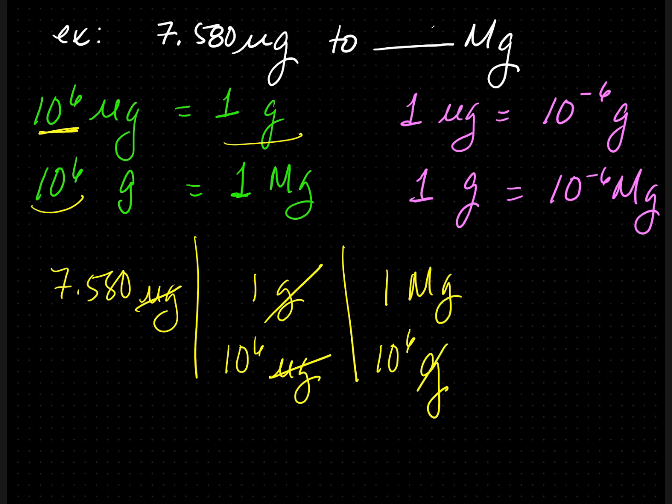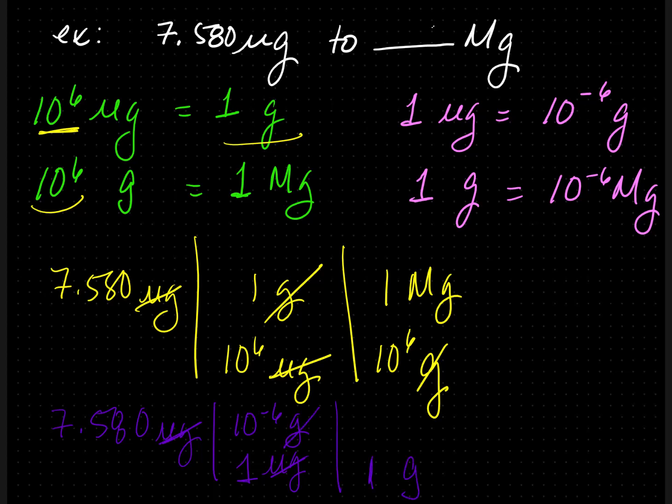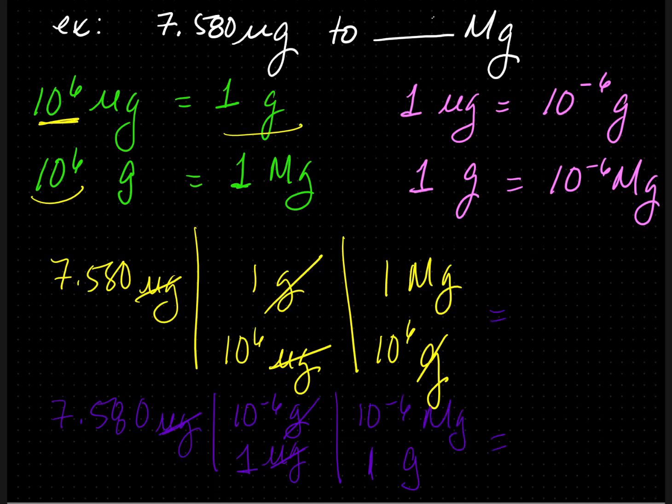I could also use the pink conversion factor, which are the same. If I set that one up, it's pretty much the same method. Micrograms. What is the number in front of micrograms? 1. Diagonal units are still the same. On top, 10 to the negative 6 grams. I need to go again. Grams, grams. If this is 1, this is 10 to the negative 6 megagrams.